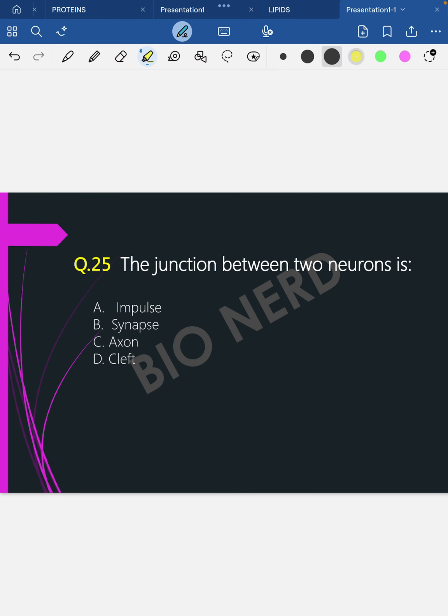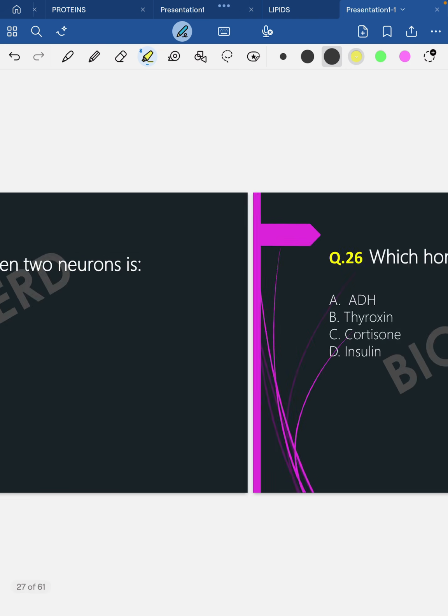25, the junction between two neurons, very easy, beta synapse. We have already discussed presynaptic neuron, postsynaptic neuron. So the junction is known as synapse, okay? But if we ask you the gap between two neurons, that will be synaptic cleft, okay?